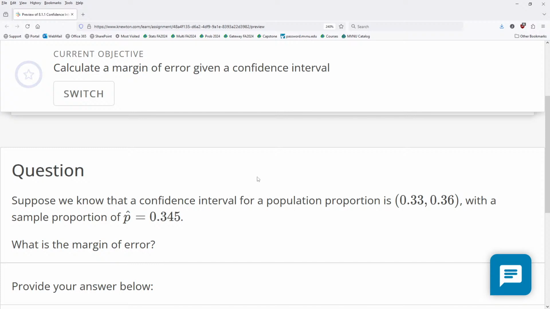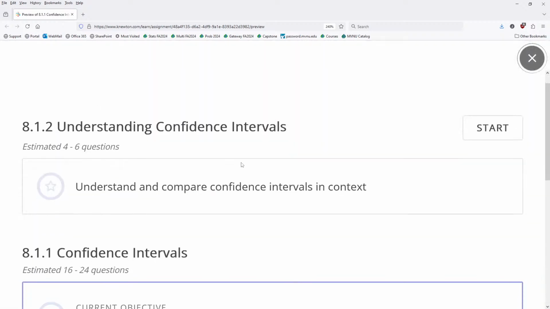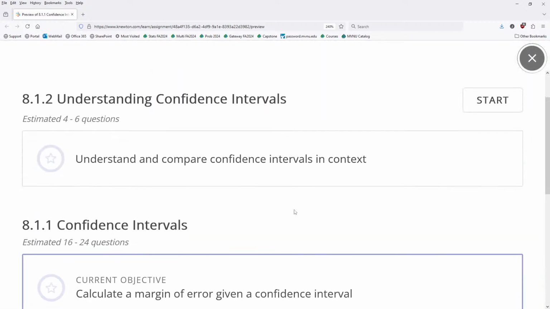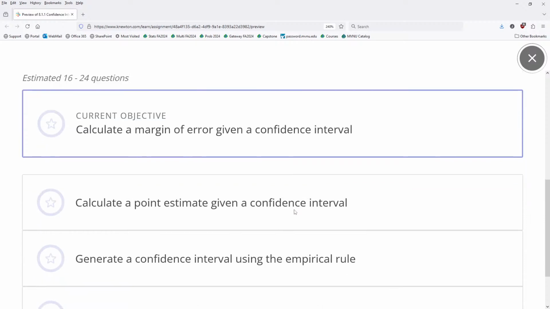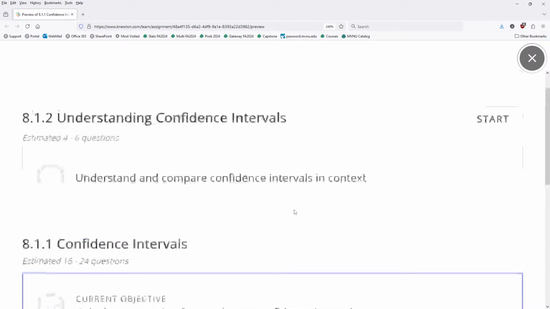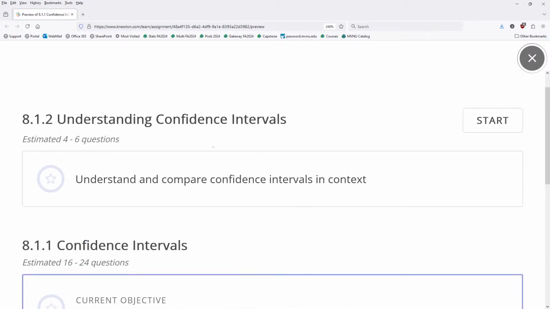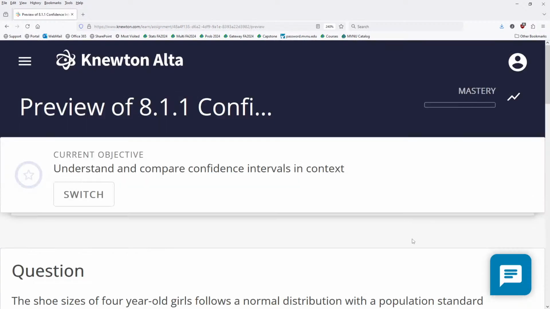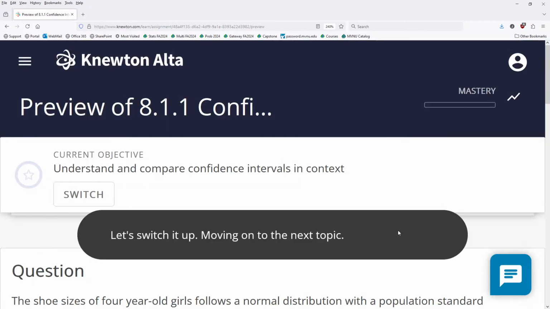The thing that I wanted to look at here is, let's see, so here are all the topics: understand and compare, confidence intervals in context, calculate a point estimate. Okay, all of these things. Maybe it's this one. Can I switch to this? Start? There it is, start. Yeah, so apparently I can't switch to different subtopics, but I can switch between the major topics.